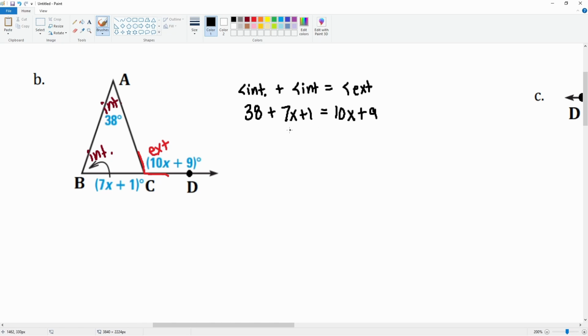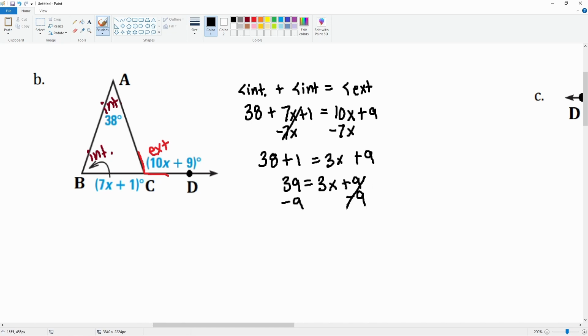All right, we're trying to get the variable on one side, so let's get rid of the smaller variable. So we're going to minus 7x to both sides. This cancels, leaving me with a 38 plus 1 is equal to 3x plus 9. Look, there's some like terms. 38 plus 1 becomes 39. I rewrite all the other steps. Minus 9 to both sides. This cancels, leaving me with a 30 is equal to 3x. Now I divide by 3 to both sides. 3 over 3 cancels, leaving me with an x is equal to 10.